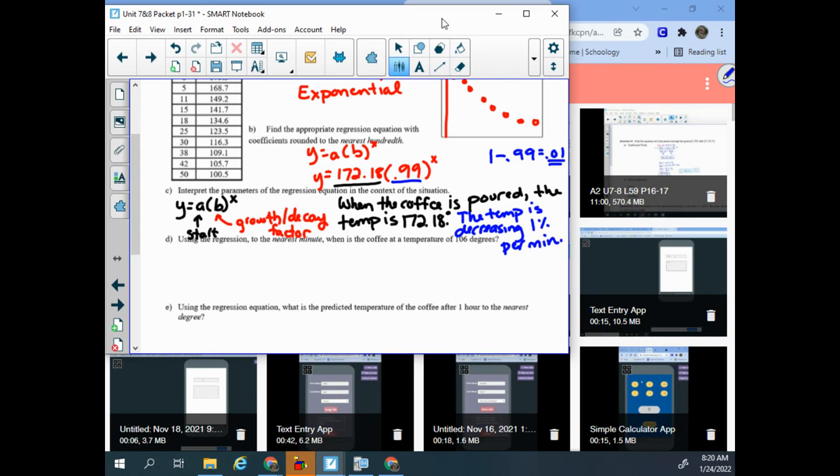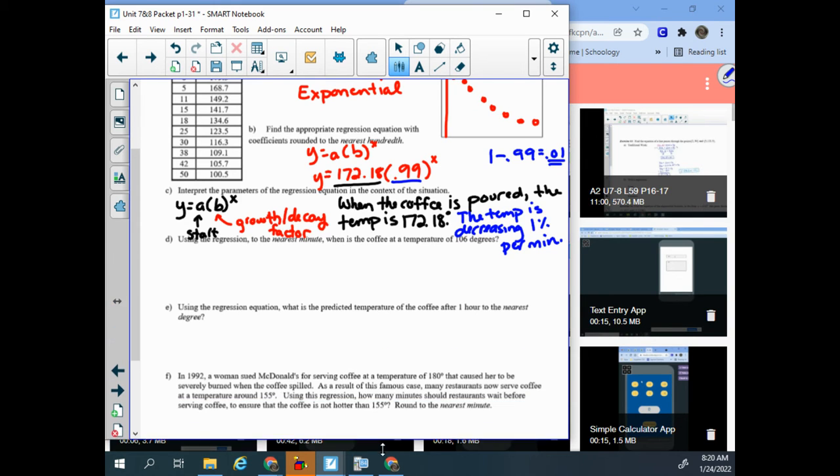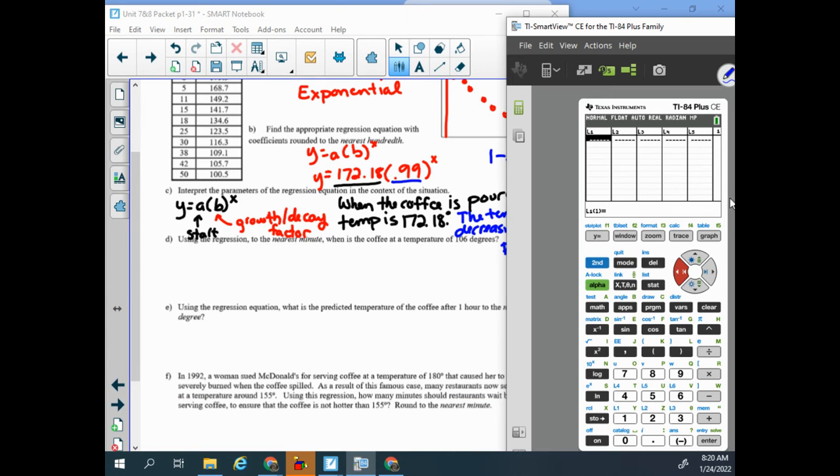So I am going to graph, just get this set up, this function. So y equals 172.18 times 0.99 to the x. Now, based on my table, to get down to 106 degrees, I can see it's somewhere in this area. To speed up so I don't have to scroll so much, I'm actually going to go to my table set. This is what you should see.